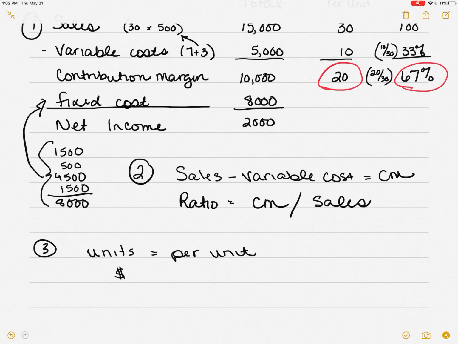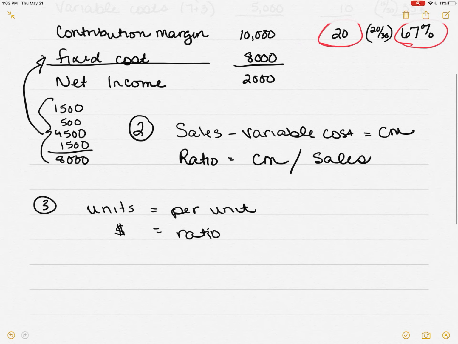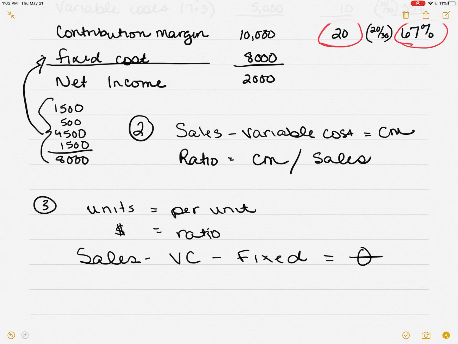If I want to find dollars, I am going to use my ratio, or my contribution margin ratio. When I look at break even, my total formula is sales minus variable cost minus fixed cost. And at break even, I'm not making anything, so my net income is 0. If I set this to 0, that would give me my break-even point.